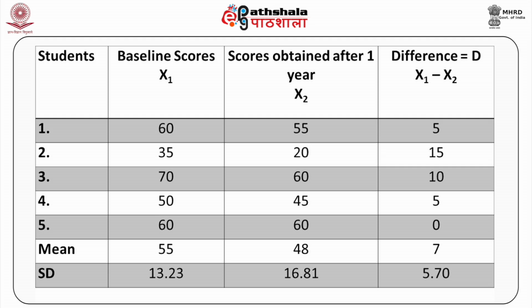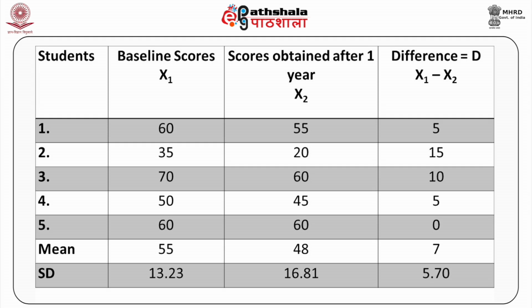The mean is calculated using the regular formula of sum of x divided by n, and the standard deviation is calculated by the standard deviation formula. The mean was found to be 7 for the D scores of the 5 students, and the standard deviation of D as 5.70.